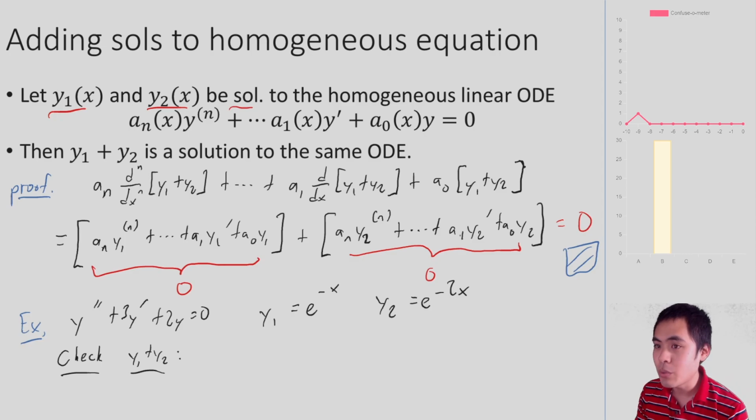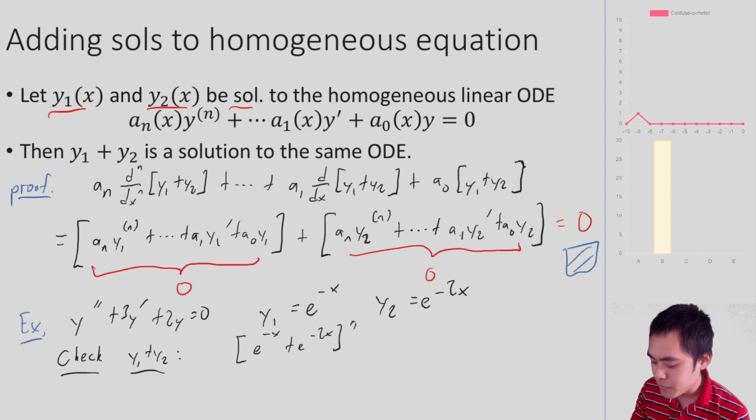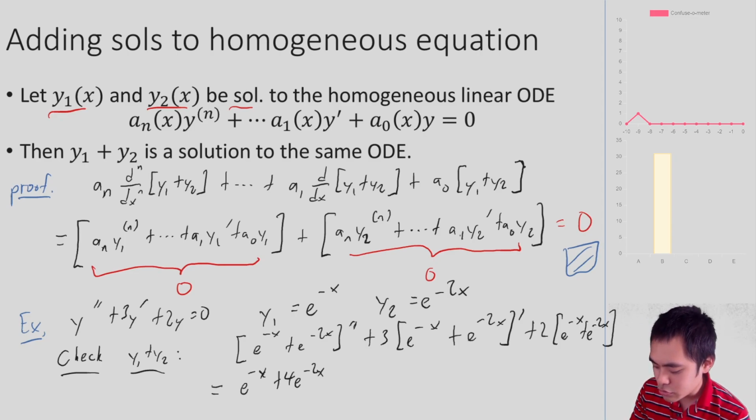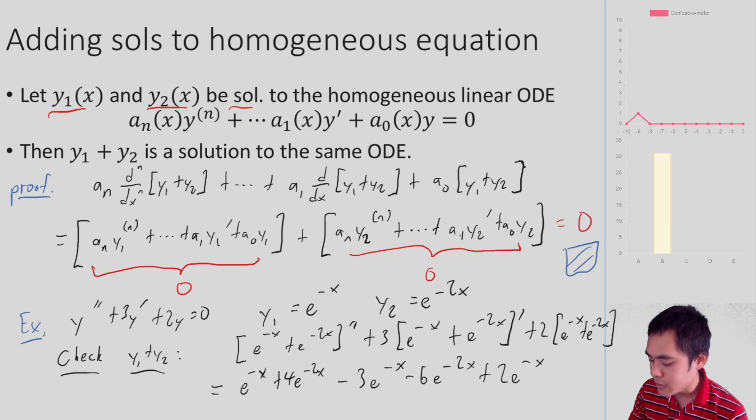The reason for this is when we plug in y1 plus y2, what you get is the second derivative of e to the minus x plus e to the minus 2x, plus 3 times the first derivative of e to the minus x plus e to the minus 2x, plus 2 times e to the minus x plus e to the minus 2x. When we write all of that out, that's equal to e to the minus x plus 4e to the minus 2x. You should take these derivatives and double check this. Minus 3e to the minus x minus 6e to the minus 2x plus 2e to the minus x plus 2e to the minus 2x. And this entire thing is equal to 0.